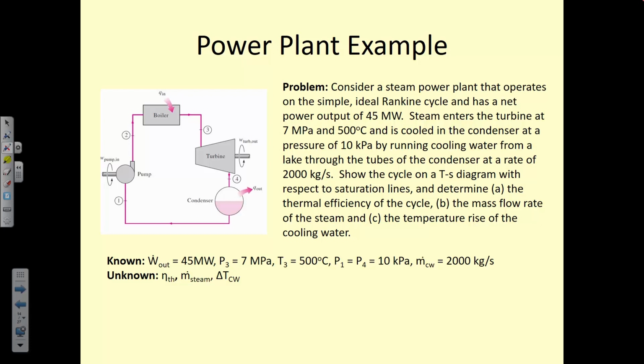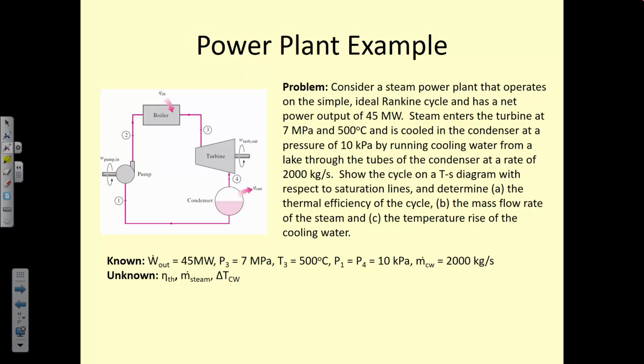Let's do another example. This is very similar to the one that we did before with a power plant. So now we're looking at it not just as the Rankine cycle, but it's a power plant that's operating on the Rankine cycle. And there's additional information that we need to find this time. So we want to find the thermal efficiency of the whole cycle, but now we're trying to find the mass flow rate of the water and the temperature rise of the cooling water.